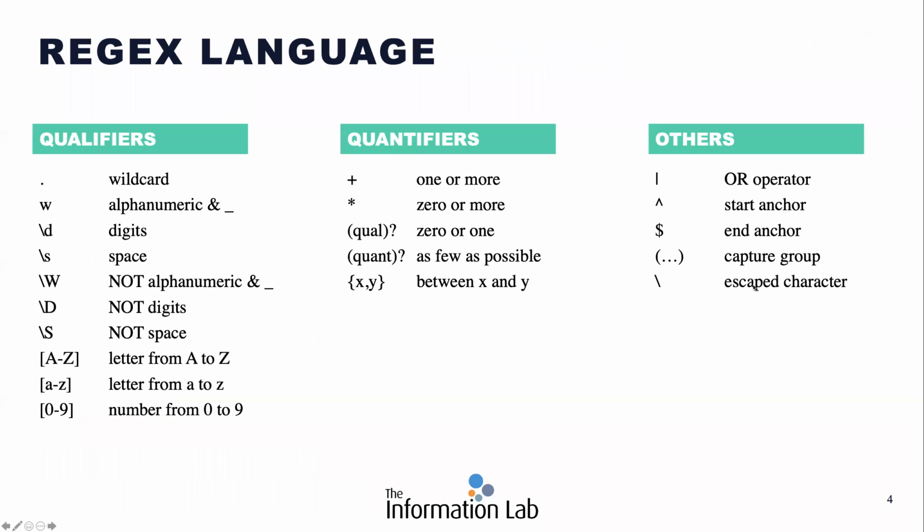You should have received this sheet also. In the RegEx language, you have the qualifiers. For example, the dot is the wildcard, so it's any single character. Then you have the \w, which is alphanumeric, \d is digit, and \s is space. You also have the quantifiers. Plus means 1 or more, and the asterisk is 0 or more. We will see examples with this. And we have the others, like the OR operator, the start and the end anchor.